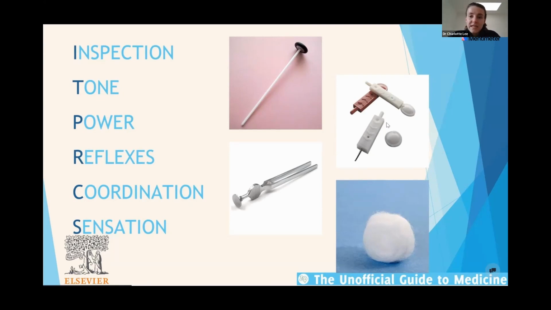And then these are the things you're going to need for your examination. You're going to need a tendon hammer for your reflexes, and for your sensation, you're going to need this, which is called a neurotip. It's got the sharp end and the blunt end for your sensation. You'll need cotton wool as well, which you will pull out a little thread of to make for your light touch. And then a tuning fork as well for your vibration sense. It can also work for your temperature sensation, because it's a cold metal thing.